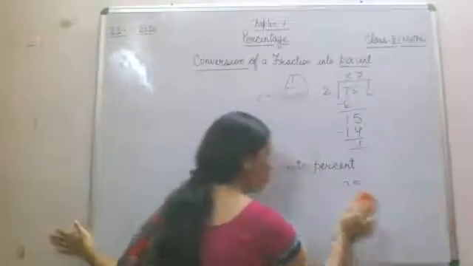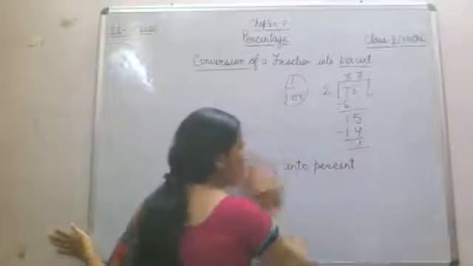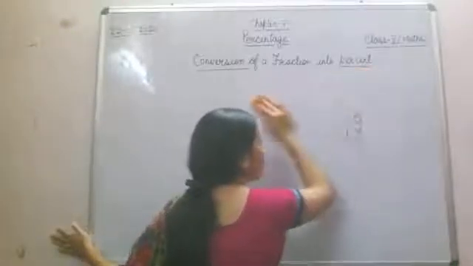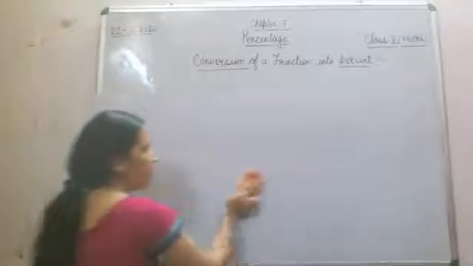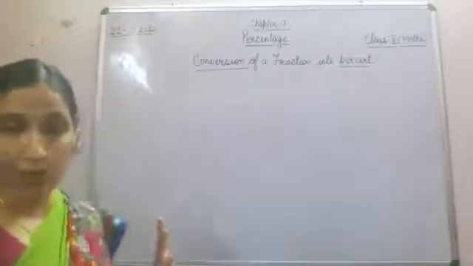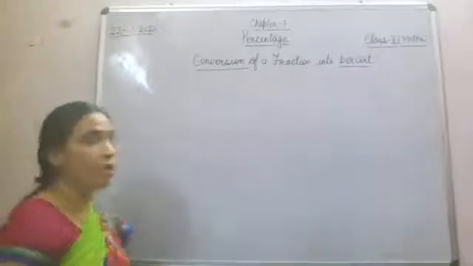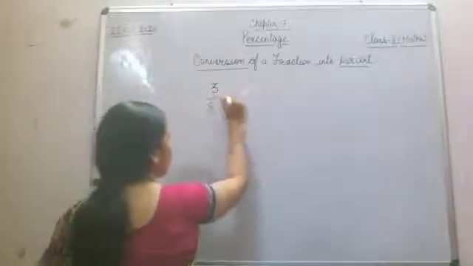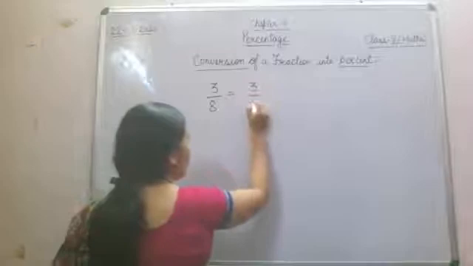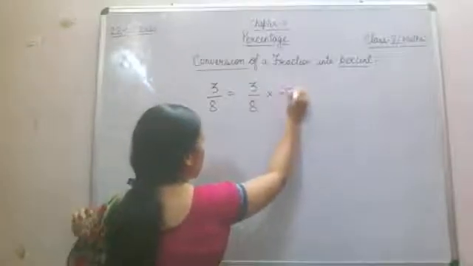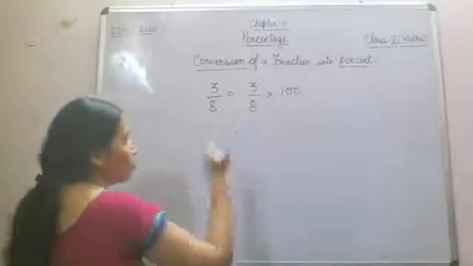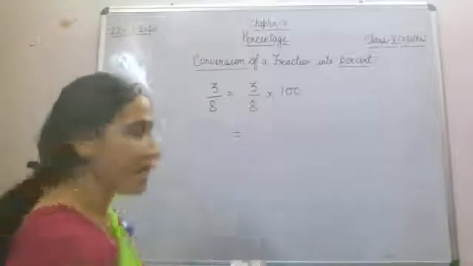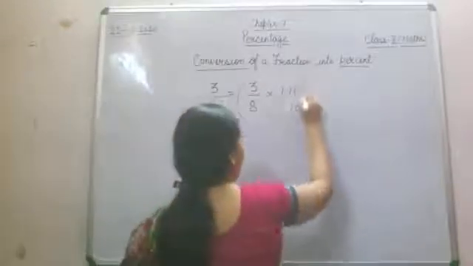Whenever you have to change a given fraction into percentage, you have an alternate method also. And what is that method? 3 by 8 is there. What you can do is multiply 3 by 8 by 100, and this represents the percentage only.